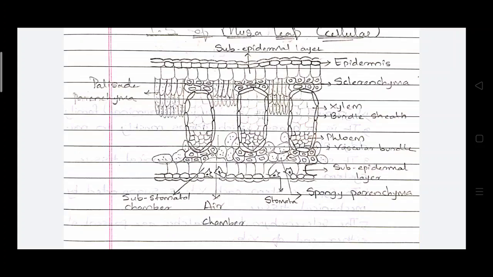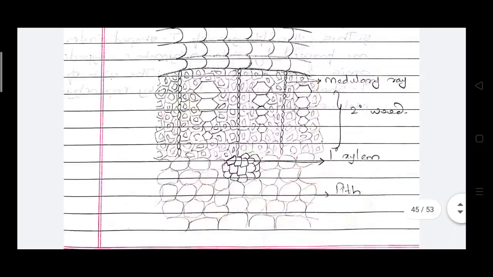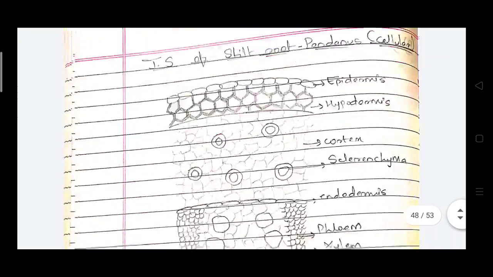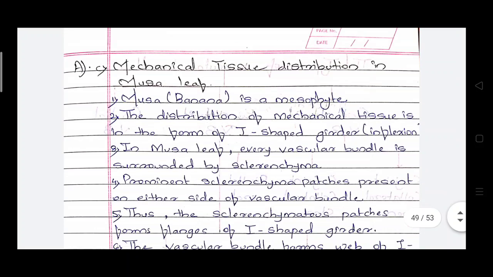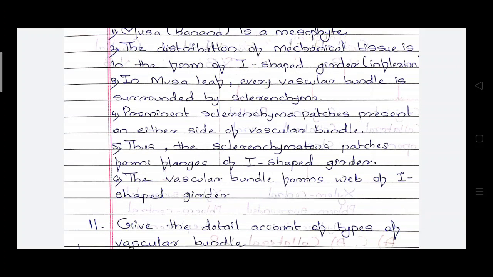In that, different types of cells are observed. So, in case of the mechanical cell distribution in the musa leaf, we have to observe the eye-shaped girdles. These eye-shaped girdles are observed in the inflexicon. So this musa leaf has a vascular bundle, and this vascular bundle is surrounded by these sclerenchymatous patches. In this section, the prominent sclerenchyma patches are present.